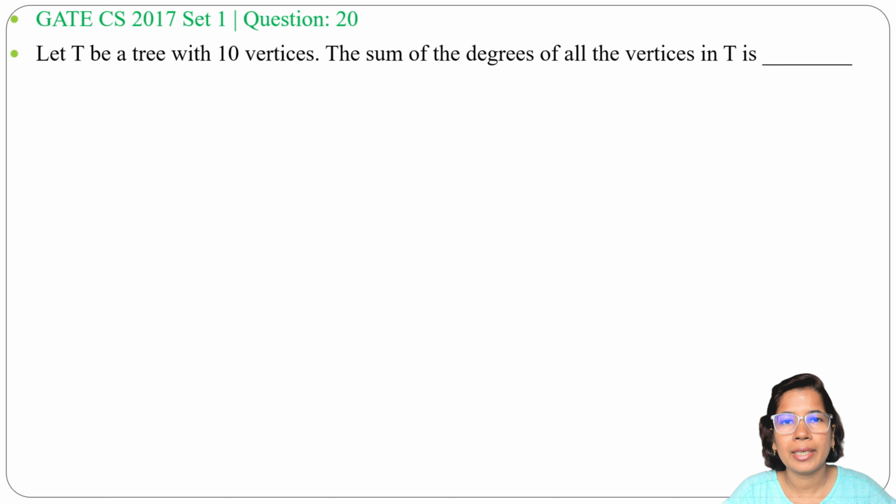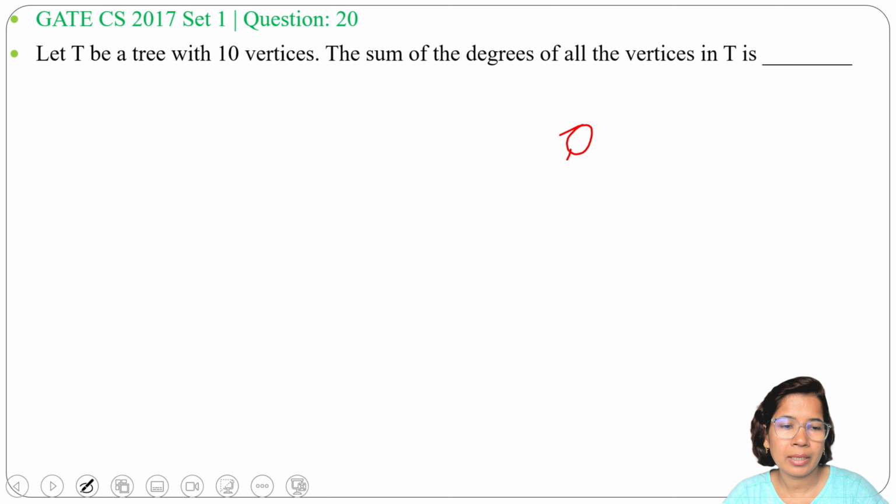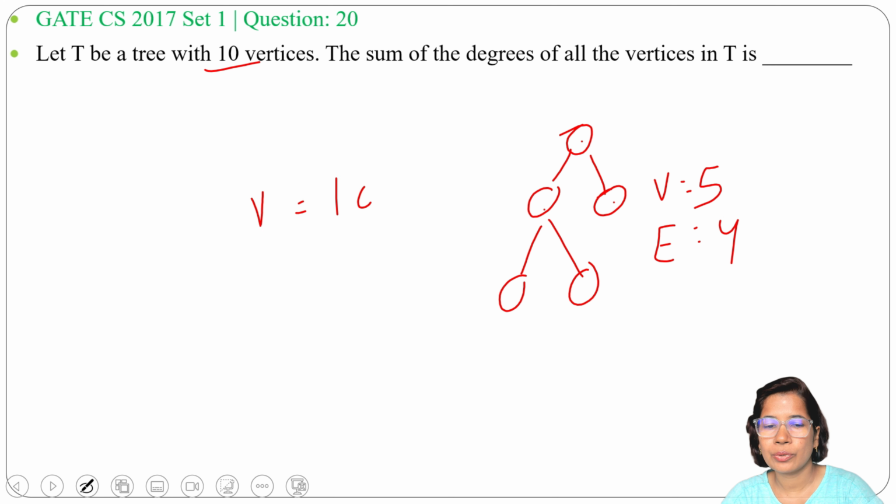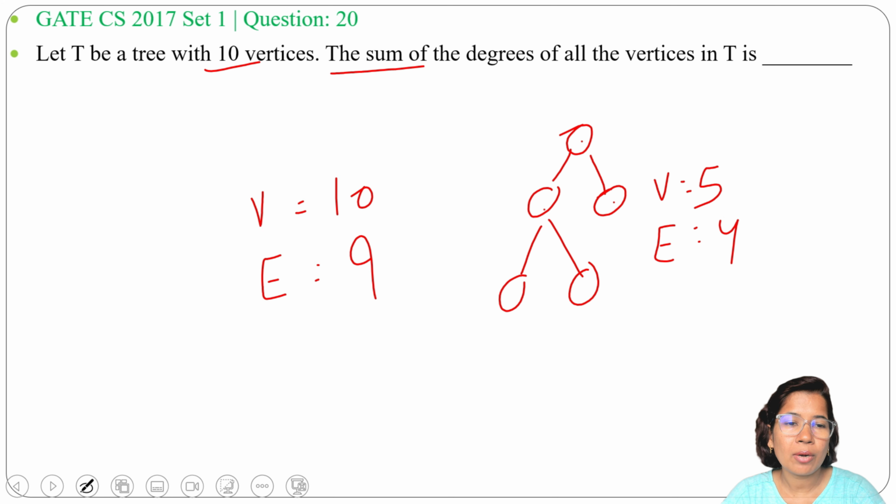In case of tree, if there are n vertices, then there will be n minus 1 edges. Suppose this is a tree, there are 1, 2, 3, 4, 5 vertices. So number of vertices equals 5, whereas number of edges equals 4. So in case of 10 vertices, when n equals 10, number of edges will be 9. And it is asking the sum of the degree of all the vertices in T.